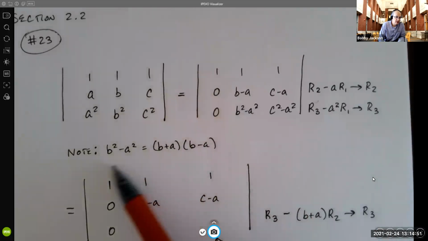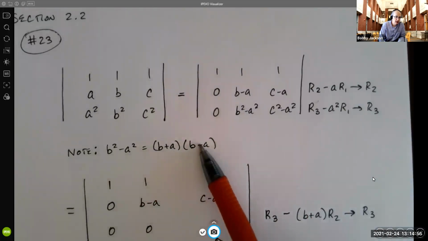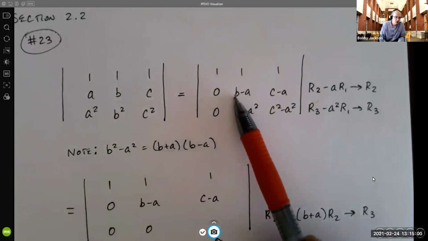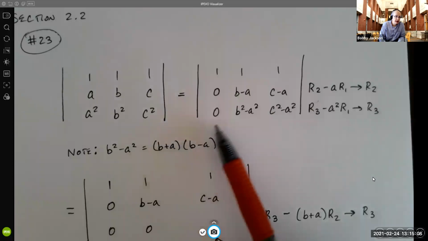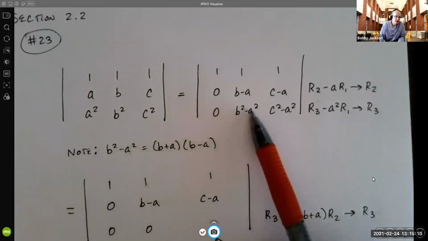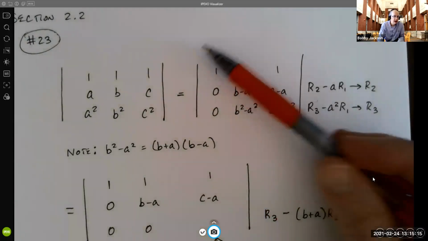B squared minus A squared, that's a difference of squares. It factors as B plus A times B minus A. And B minus A is right here. Notice if I multiply row 2 right now by B plus A, or really negative the quantity B plus A, then I can get a 0 here. Once I get a 0 here, notice I'll have zeros all down the main diagonal. I'll have a triangular matrix.